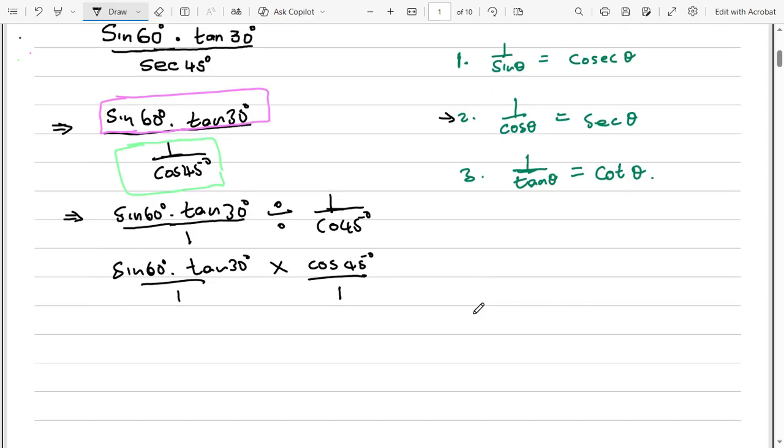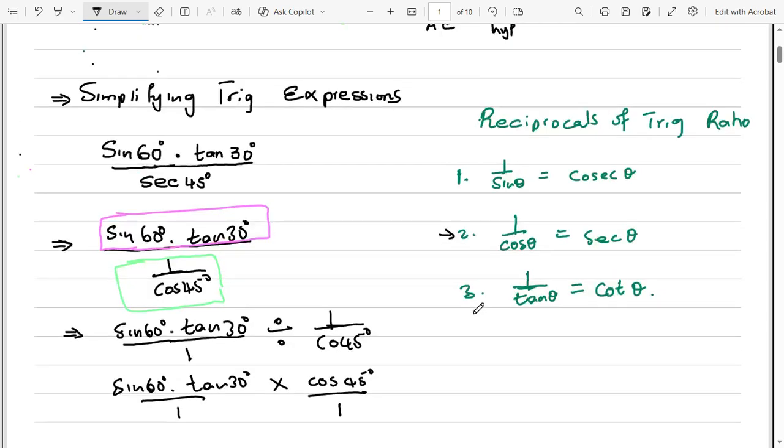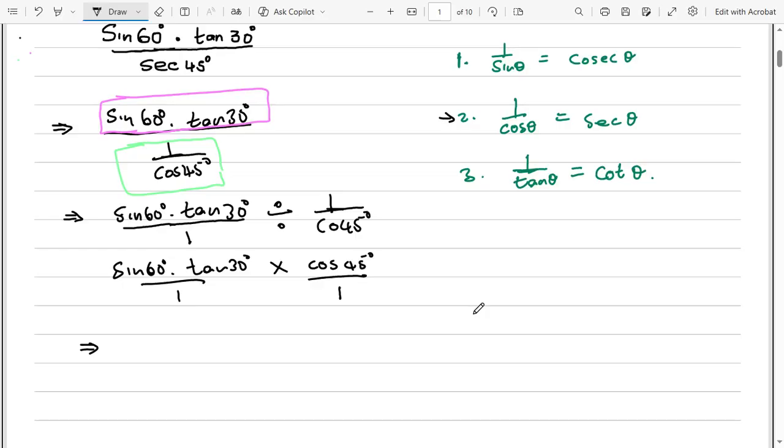Then maybe they said without using a calculator, so you need to show all your steps. What is sine 60 equal to? You have your calculator? When they say without using a calculator, they just want you to show all the workings. It's the square root of 3 over 2. So this will be root 3 over 2 multiplied by the tan 30, which is square root of 3 over 3.